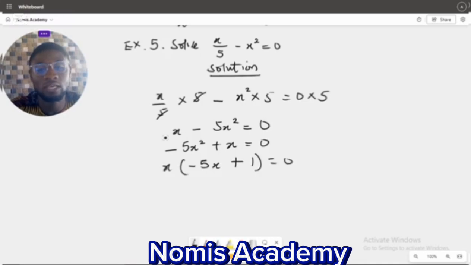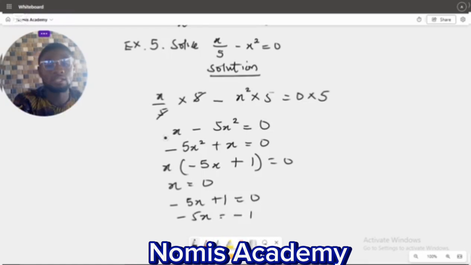If that is the case, we can then split it to be x is equal to 0, which is one of our roots. And the second one says minus 5x plus 1 is equal to 0, such that minus 5x is equal to minus 1.